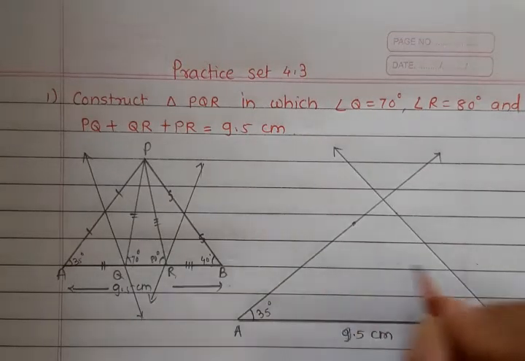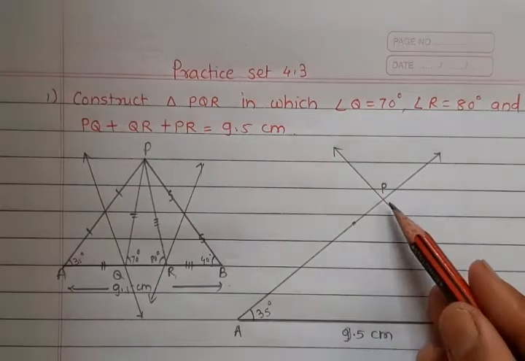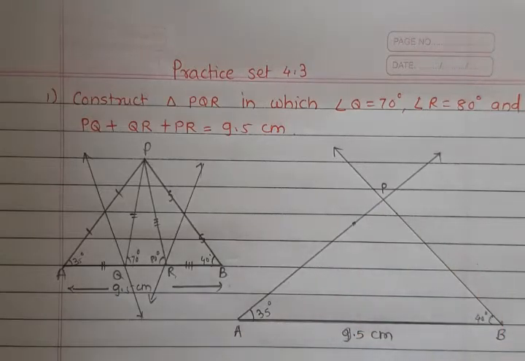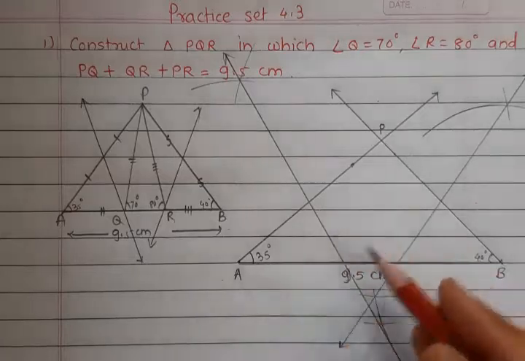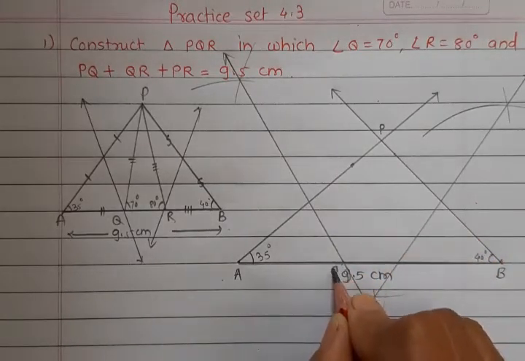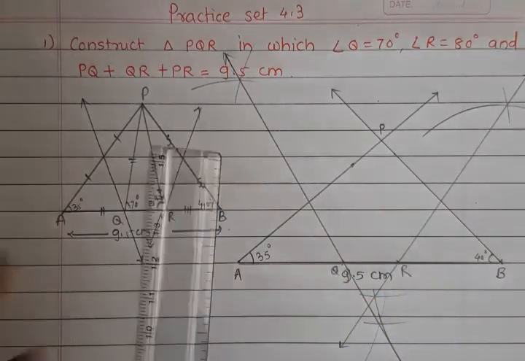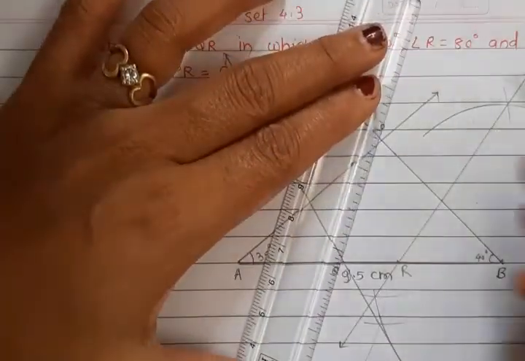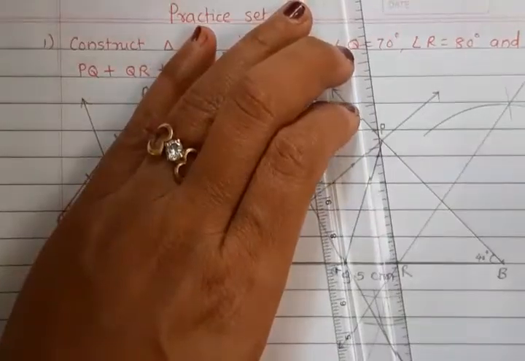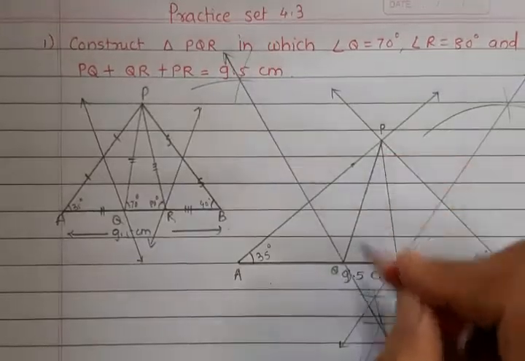Here both rays are intersecting each other at point P. Now you have to draw the perpendicular bisector of PA and perpendicular bisector of PB. See here, both perpendicular bisectors intersect segment AB at points Q and R respectively. Then afterwards you have to join the points, or you can draw the segments PQ as well as PR, which is nothing but your required triangle PQR.